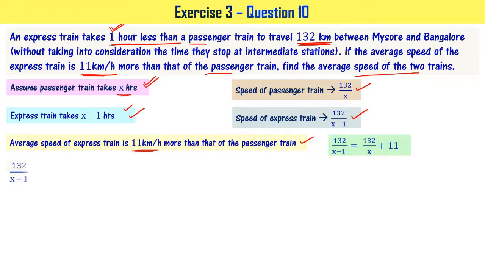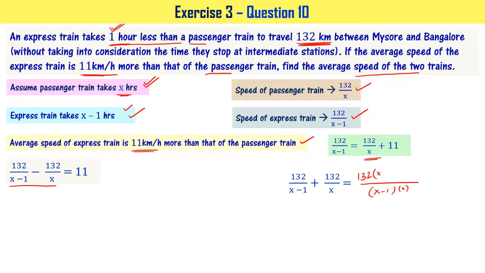You can write this equation as 132 by x minus 1 minus 132 by x equal to 11, right? I have transposed this 132 by x to the other side. Now let us simplify the LHS of this equation, right? You can write this as x minus 1 times x, right? Now the numerator is going to be 132 times x plus 132 times x minus 1, right?